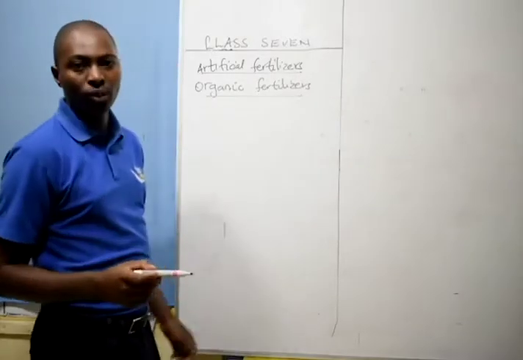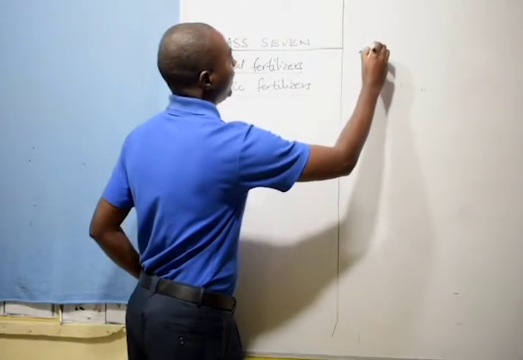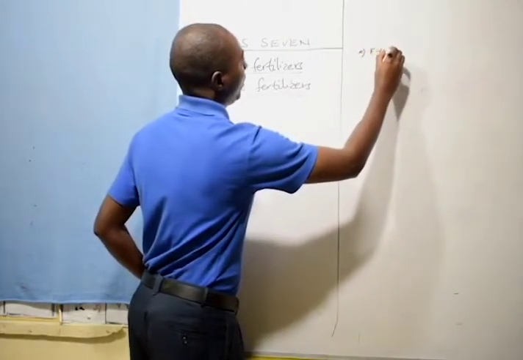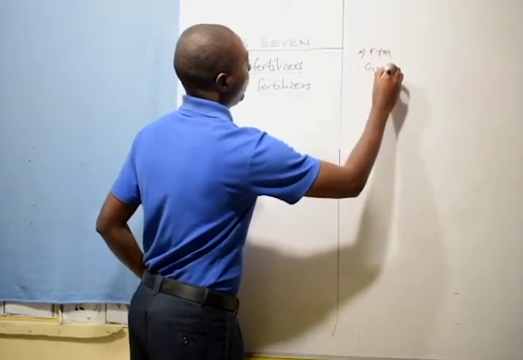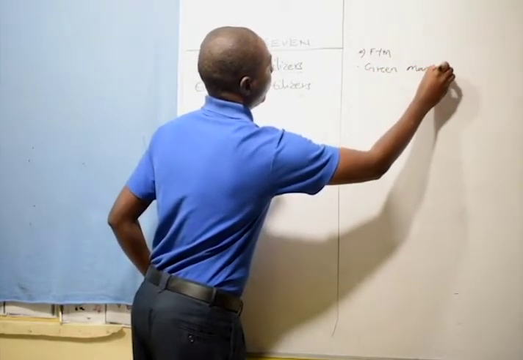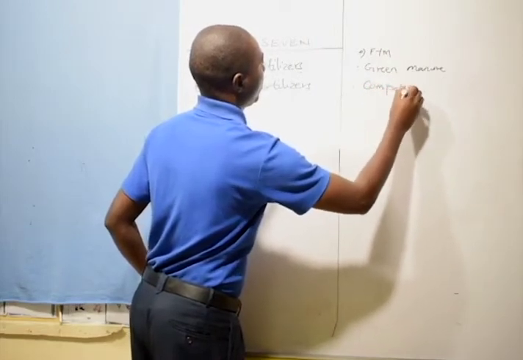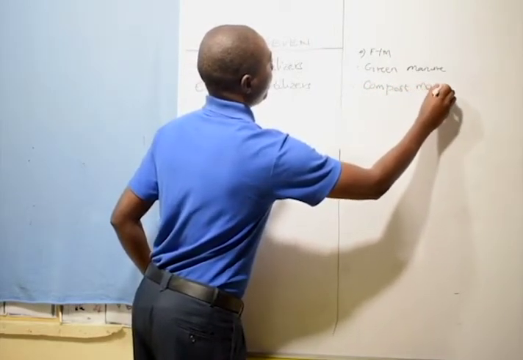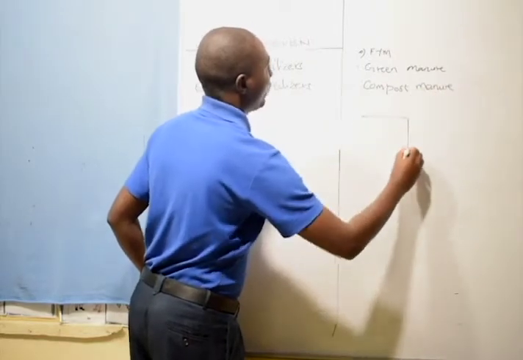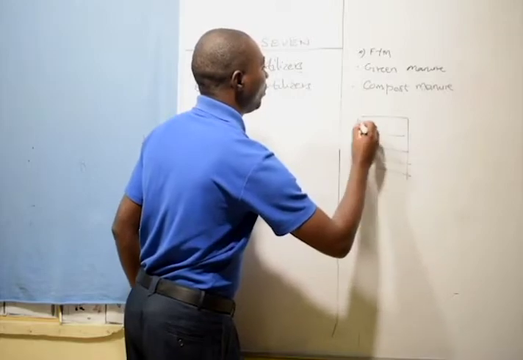Just to remind you on the organic fertilizers, we mentioned that organic fertilizers are the farmyard manure. We also mentioned the green manure, and we also mentioned the compost manure. And we said in the compost manure, you arrange some materials in a certain order.